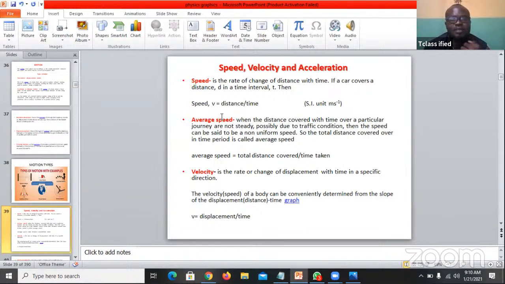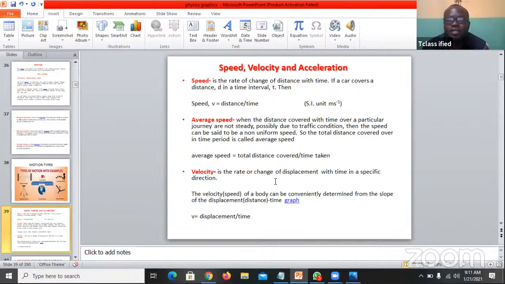So look at average speed. When the distance covered with time over a particular journey are not steady, possibly due to traffic, then the speed can be said to be non-uniform speed. So the total distance covered over the time period can be called average speed. Once the speed is not constant, we can be talking about the average speed. So you pick the various distances, then add them up over the time taken to cover the whole of them. That is the average speed.